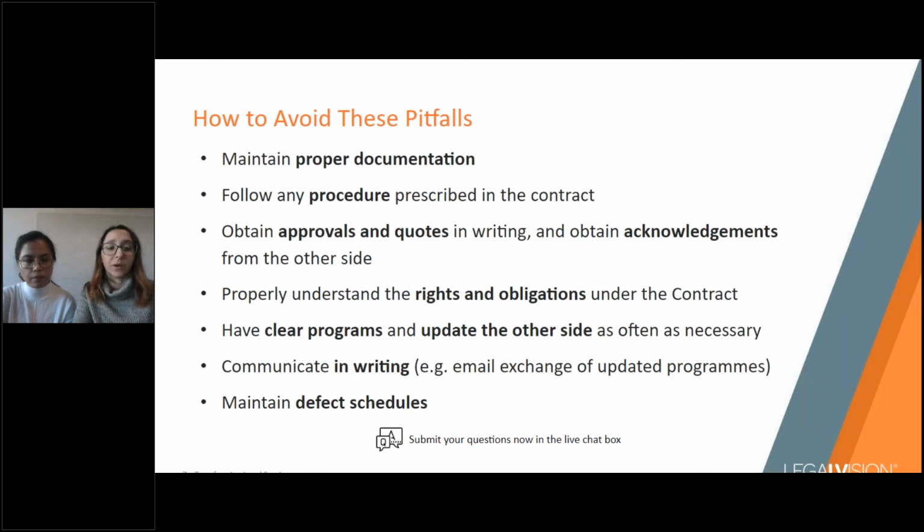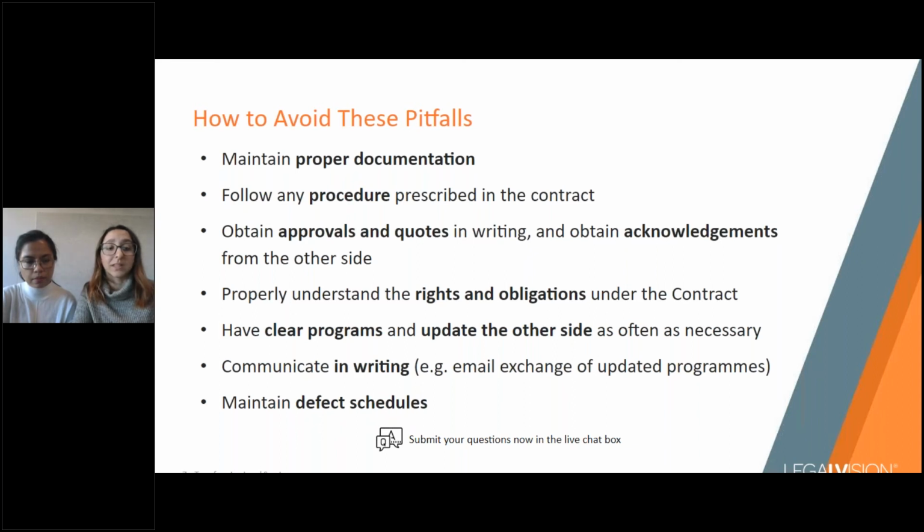Another pointer is obtaining approvals and quotes. This flows on from the previous point about the significance of maintaining proper documentation. With important milestones and stages of work like approvals and quotes, it's vital to obtain them in writing and ensure that you receive an acknowledgement in writing from the other side before proceeding with the work. Because failing to do so could lead to disputes about what, if anything, was actually agreed or what in fact was quoted.